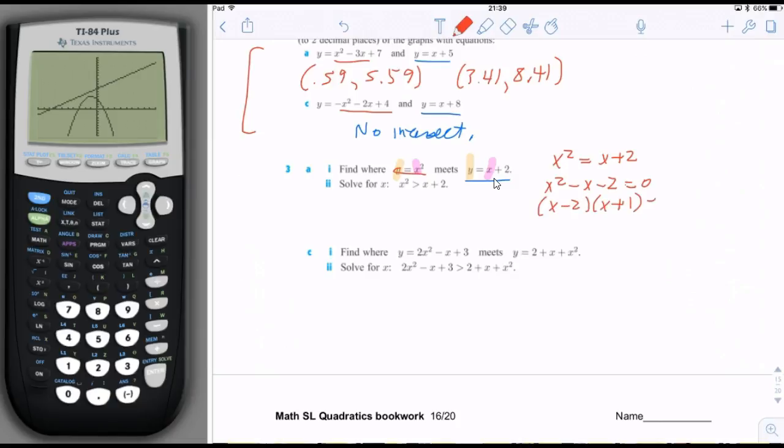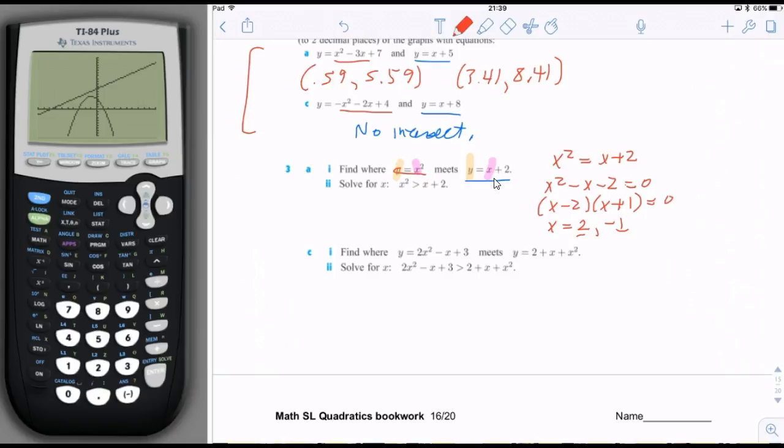to find out that the zeros of the equation, the roots of the equation, are x equals 2 and negative 1. Okay? So those are the two values of x at which these two functions meet each other.